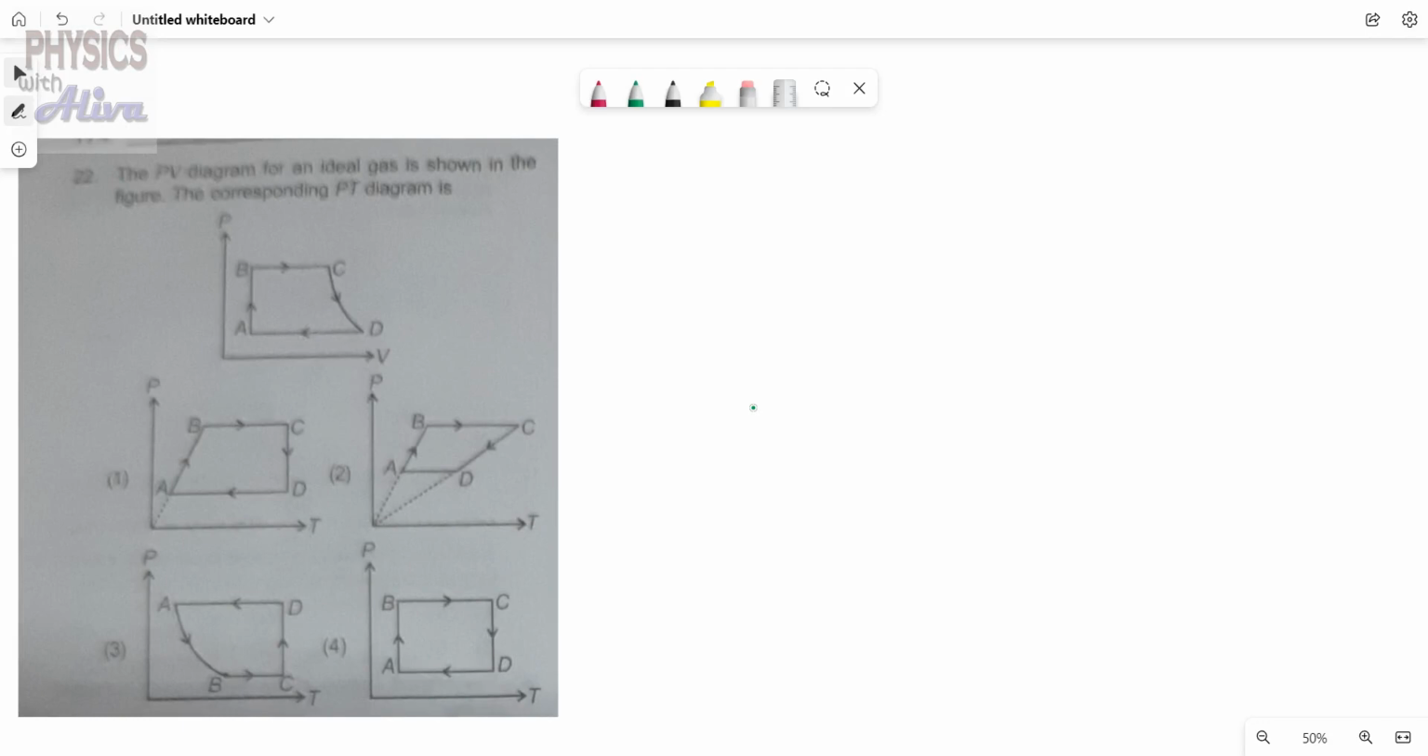Today we will start a problem where we will convert the PV diagram to the PT diagram.